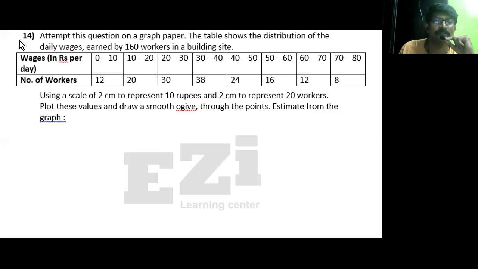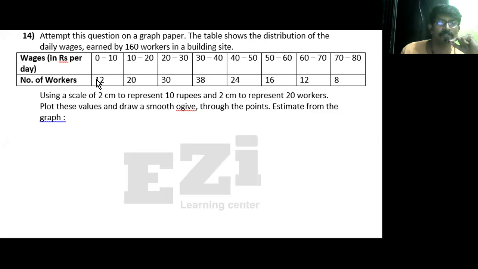Okay, so let's read the question. Attempt this question on the graph paper. It is compulsory, you'll have to do it on the graph paper. The table shows the distribution of the daily wages earned by 160 workers in a building site. So wages in rupees per day is given as 0 to 10, 10 to 20, 20 to 30, 30 to 40, until 80.